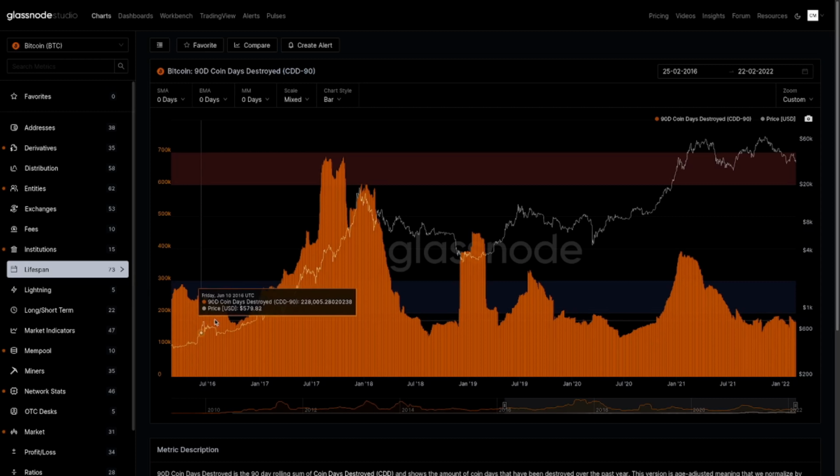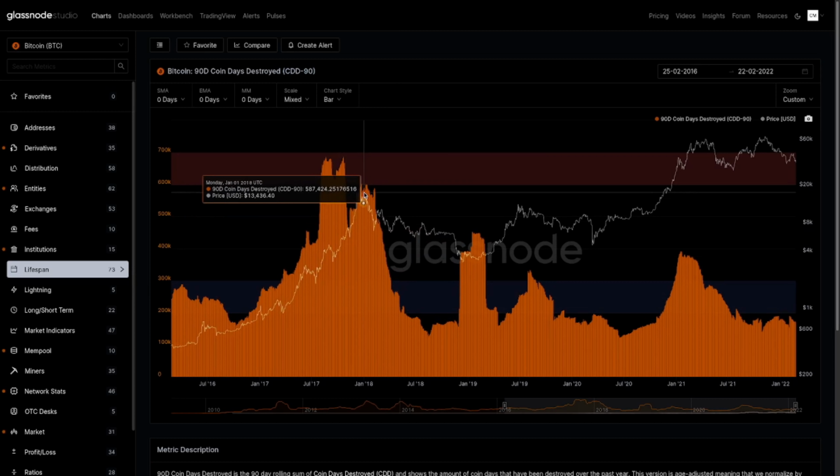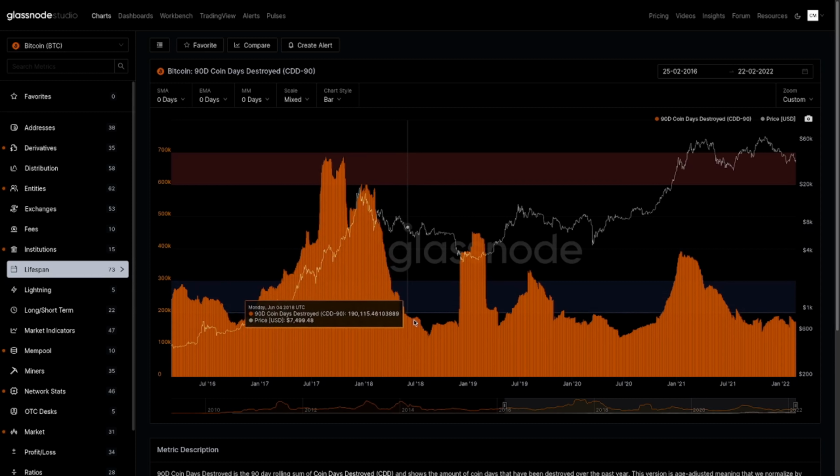So we can see very clearly the bull market of 2017, where a great number of those coin days were being destroyed. This is a general exit by the smarter money. People who've held their coins for a long period of time are now exiting the system on this rally higher. Following that, we see a significant collapse in coin day destruction.